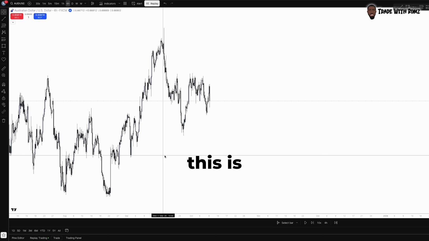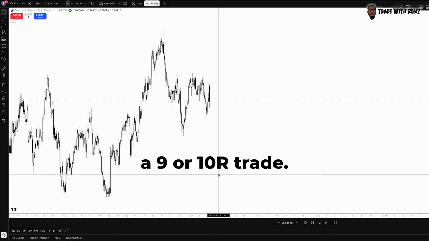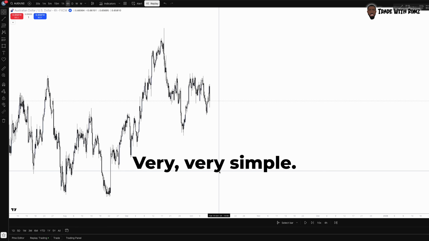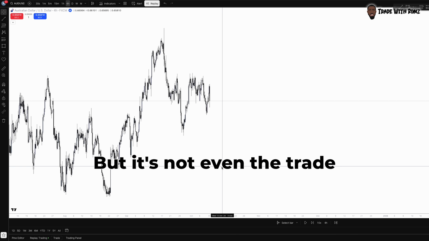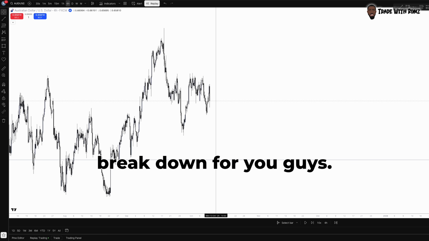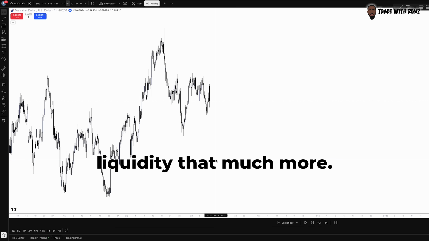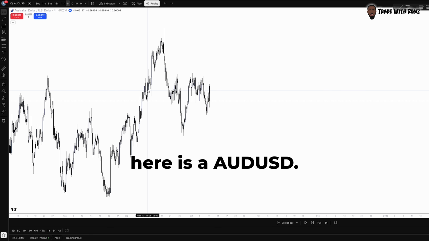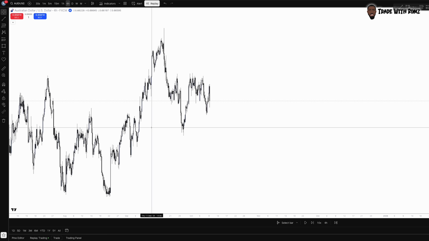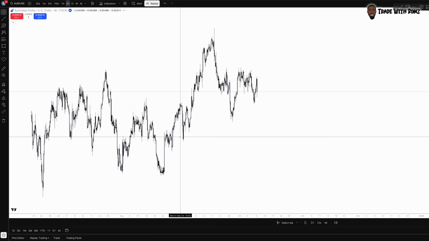So in this video, this is a trade that I took, a 9 or 10 hour trade. Very, very simple. But it's not even the trade that I really want to break down for you guys. It's more the understanding behind the trade so you can understand liquidity that much more. All right. So here, what we have here is AUD USD. This is currently on a 4 hour time frame.